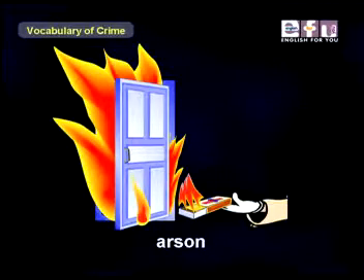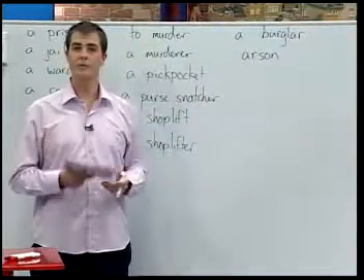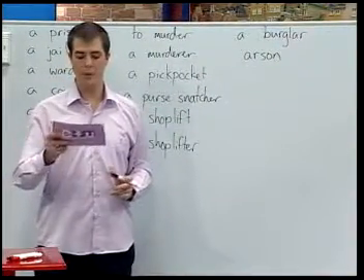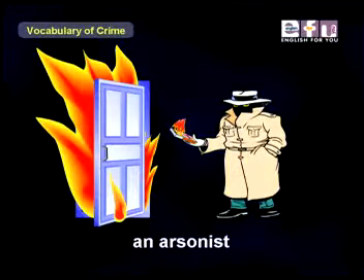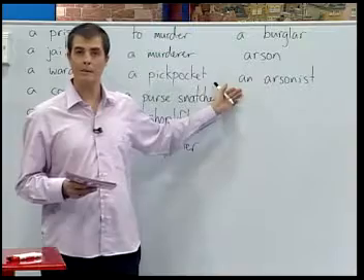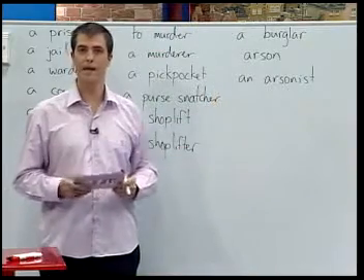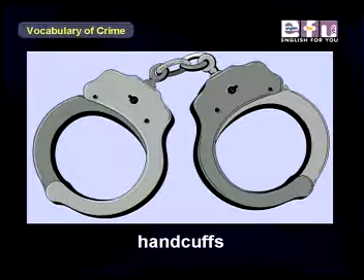Now we have this one, arson. Arson is a crime of deliberately making something burn, usually a building. An arsonist is a person who commits the crime of arson. This person deliberately lights a fire or makes a building burn. Three more.